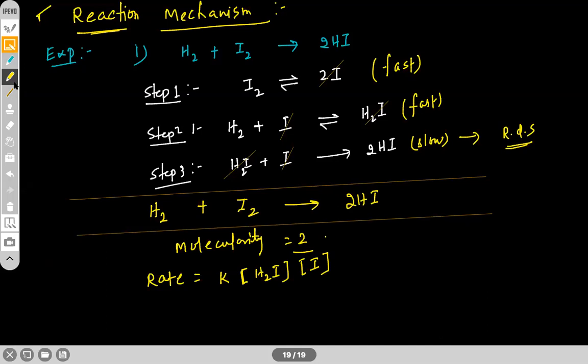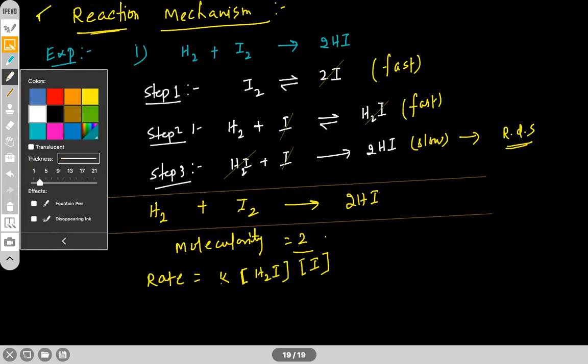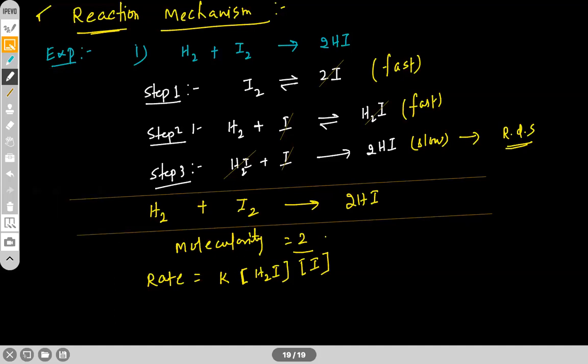One more thing, very important here: in this rate law, we cannot write any intermediate. You see, I is an intermediate, and H2I is an intermediate molecule. Overall, H2 plus I2 gives 2HI, so this is the reactant and this is the product. An intermediate molecule should not be written in the rate expression. So we have to replace this H2I in terms of H2 and I2. We have only the reactant molecules in the rate expression.